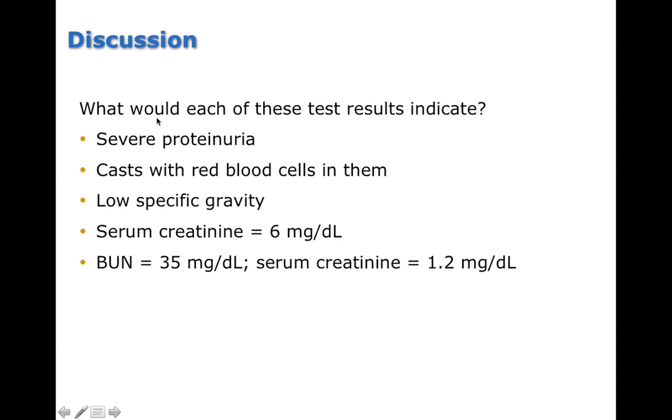So this discussion question here says, which of these tests indicate, what do the results indicate? Like if you have proteinuria. Now, severe proteinuria means we have a lot of protein in the urine. Now, we normally don't find protein in urine, at least not in abundant amounts, because the glomerular filtration membrane isn't permeable to blood protein.